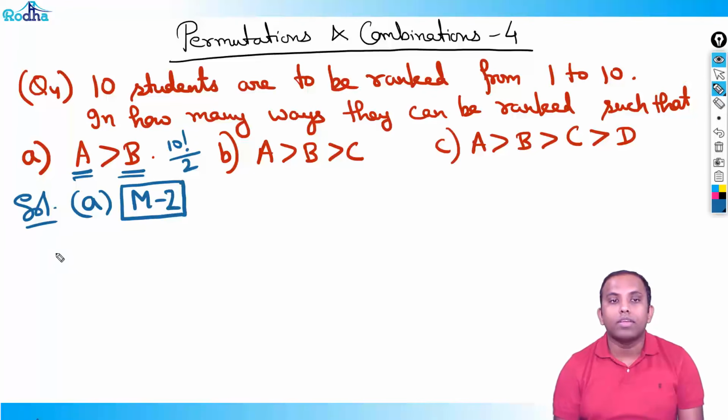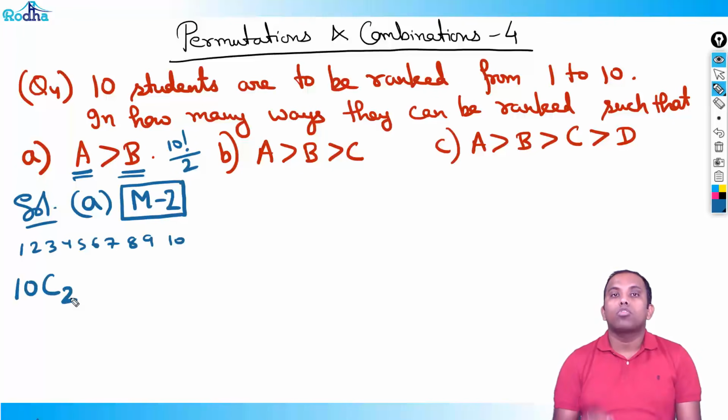What is the concept here? See, again there are 10 people, so there are 10 ranks here: 1, 2, 3, 4, 5, 6, 7, 8, 9, 10. For A and B, since there are 2 people, I can choose any 2 ranks. Those 2 ranks can be chosen in 10C2 ways.